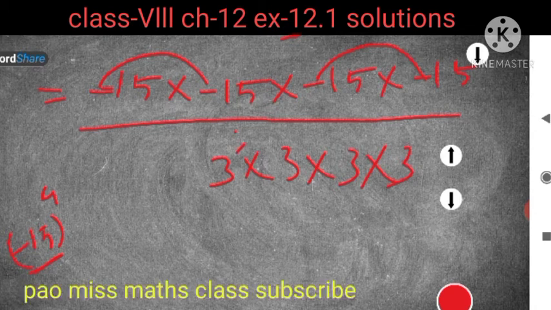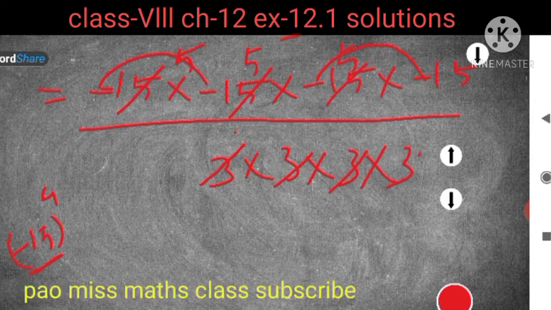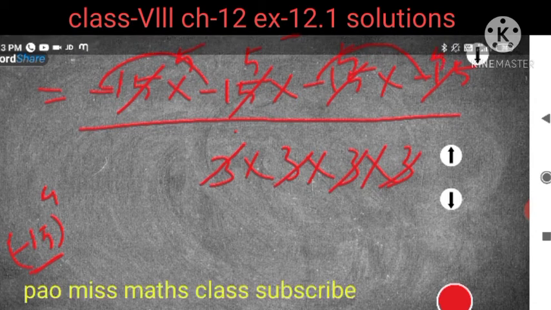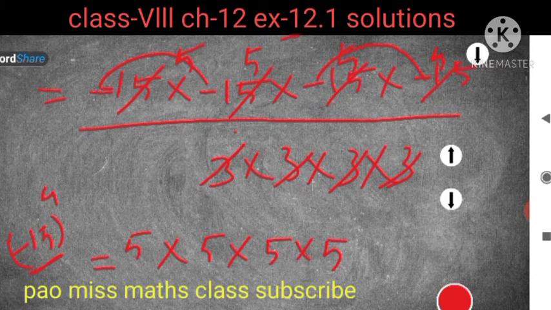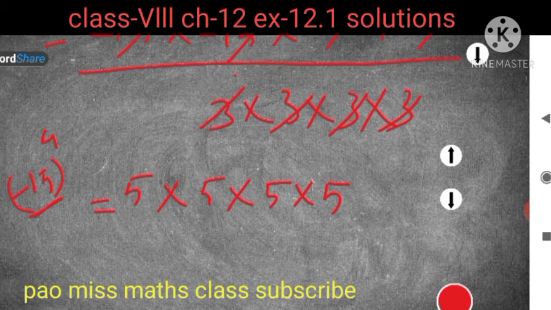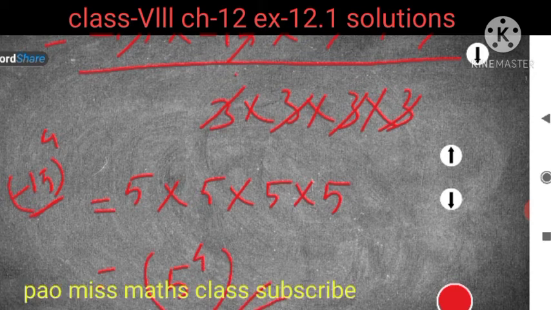Now what you can do? You can cancel this. 3 5s are 15 and 3 5s are 15, 3 5s are 15 and again 3 5s are 15. So what is remaining? 5 into 5 into 5 into 5 is remaining, isn't it? Now if you write this in exponential form, it will become 5 to the power 4. This is the answer, okay? 5 to the 4 is the answer for this question.